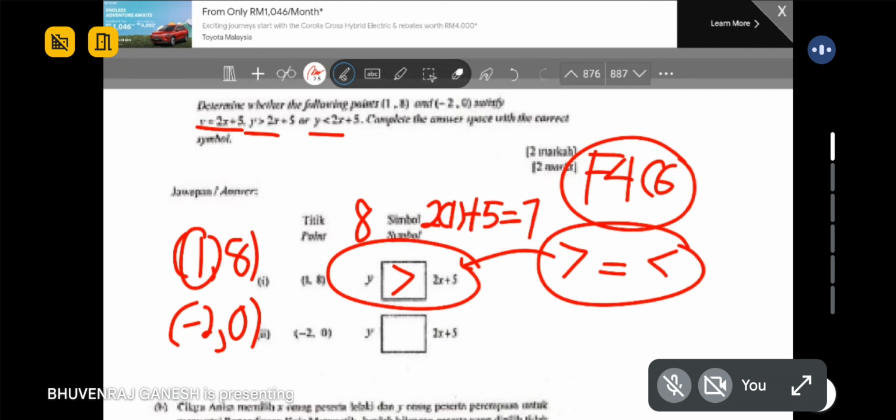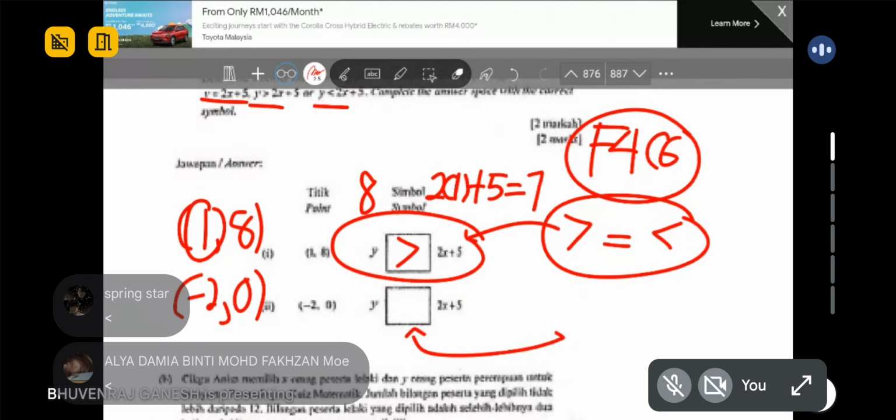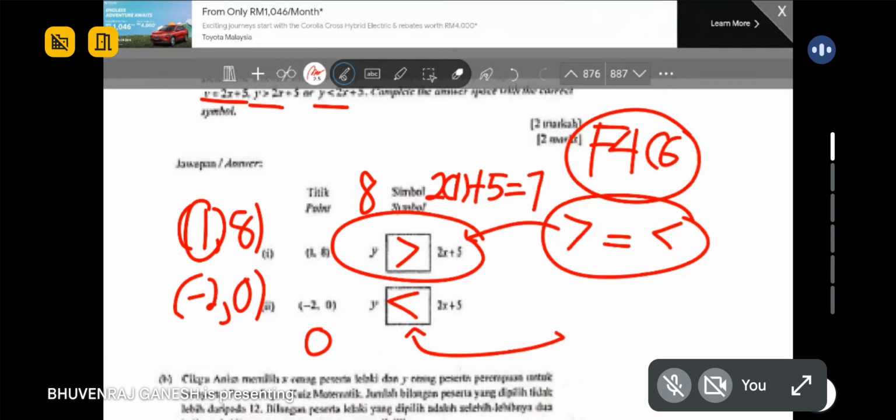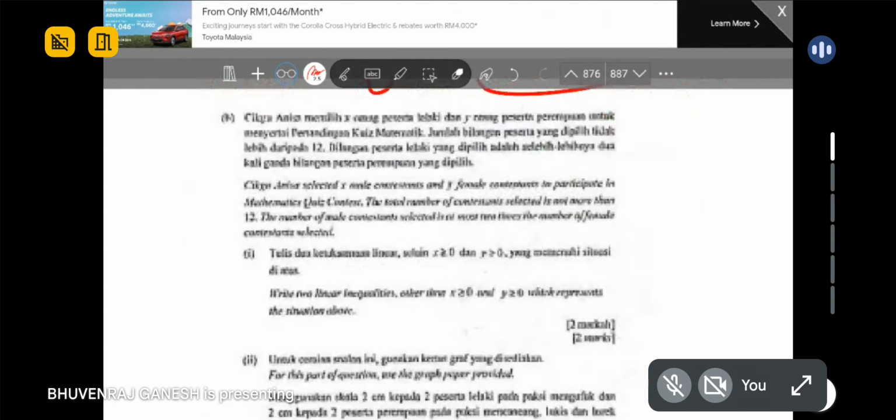What is the symbol, guys? This one. Apa symbol dia? Greater than, equal, or less than? Yes, the answer is less than. Okay, because 0 is less than 2 times negative 2 plus 5. This is 1. So 0 is less than 1. Okay, all right. So next one.